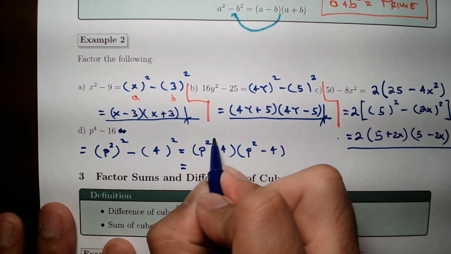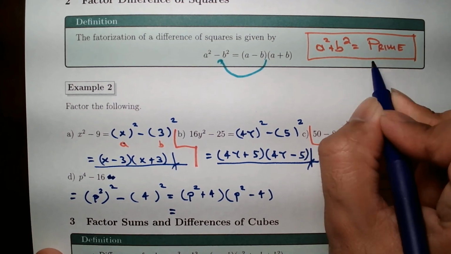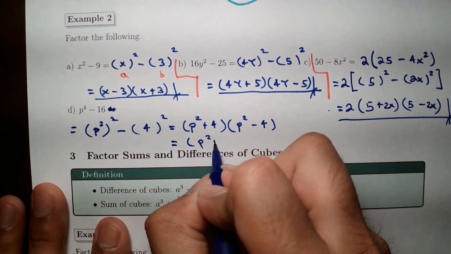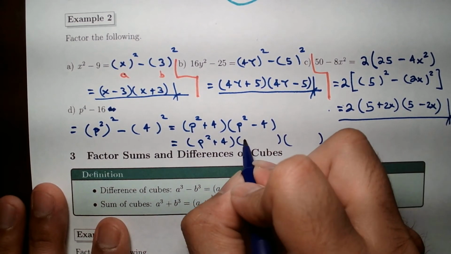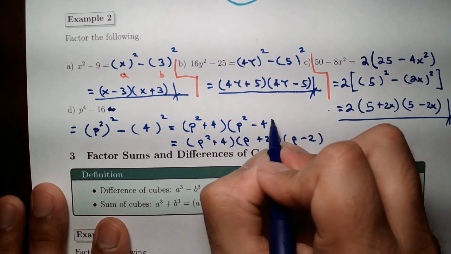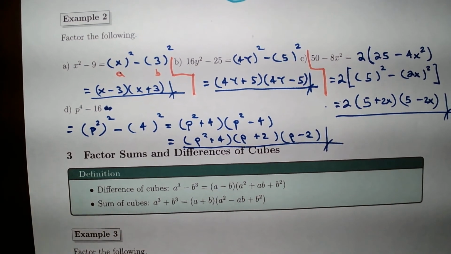All right, so this is p squared plus 4, which is prime. This one cannot be factored any further. This one we just leave, p squared plus 4, and then that times p plus 2, p minus 2, which is the factored form of this guy. And we are done factoring differences of squares.